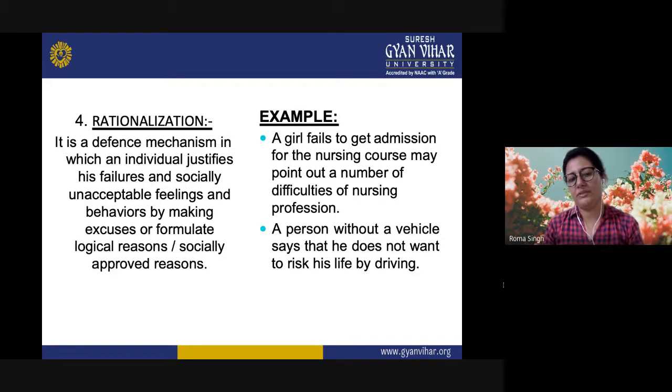Another example we can look at: a person without a vehicle says that he does not want to risk his life by driving. A person does not own a vehicle, otherwise, he wants to. But among his friends, among the other group members, he just does not want to accept that he is not able to afford a vehicle, or various reasons for which he does not have a vehicle. So he simply rationalizes it by giving an excuse that he cannot risk his life by driving. So he does not need a vehicle for that. I hope you are able to understand through these examples what defense mechanism means to us.